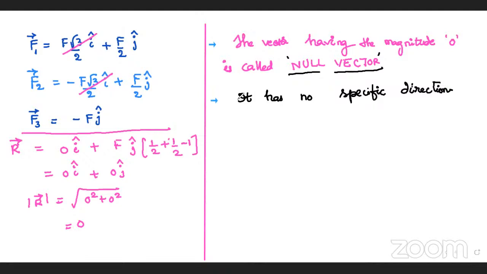Okay, this is a null vector. Then you may ask, what is the use of a null vector, sir? Null vector means magnitude 0. So, when you come to our physics, suppose the resultant of many forces acting on a body.